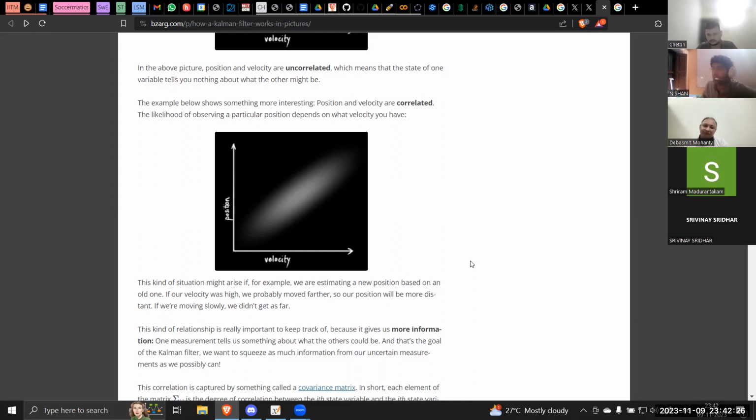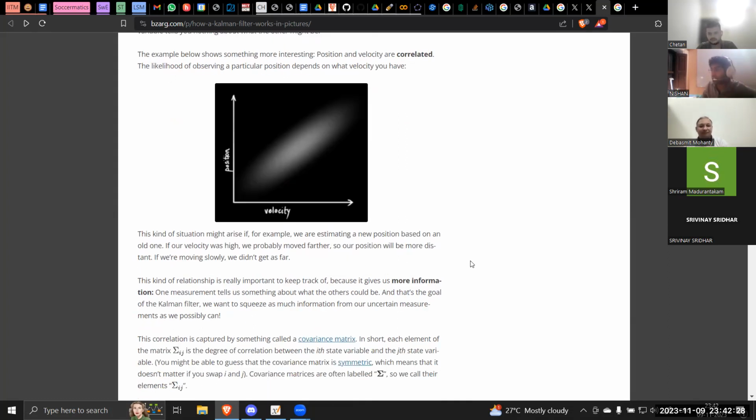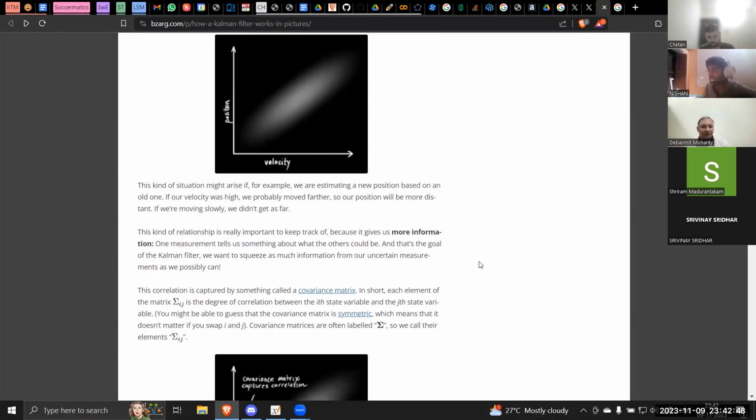This kind of situation might arise if, for example, we are estimating a new position based on an old one. If our velocity was high, we probably moved farther, so our position will be more distant. If we are moving slowly, we didn't get as far. This kind of relationship is really important to keep track of because it gives us more information. One measurement tells us something about what the others could be. It's all about correlation.